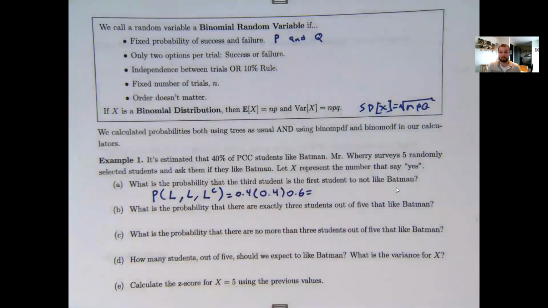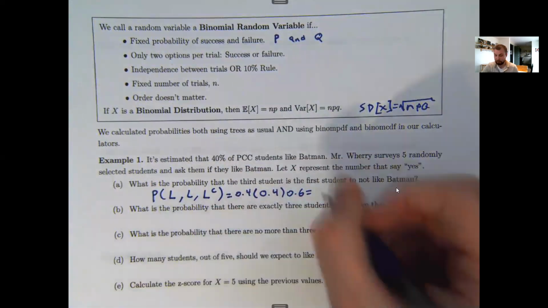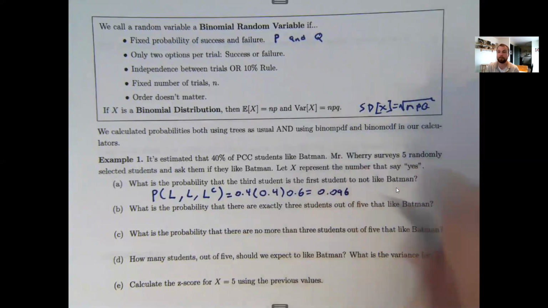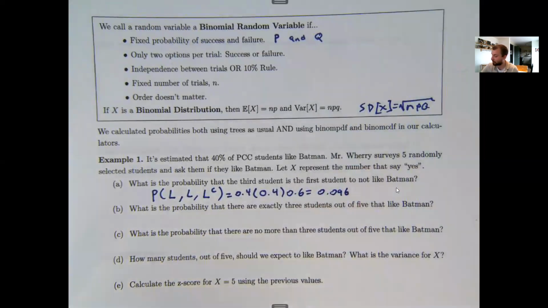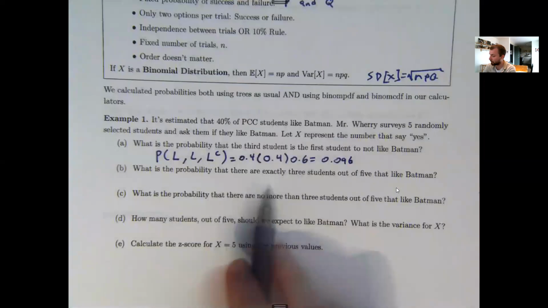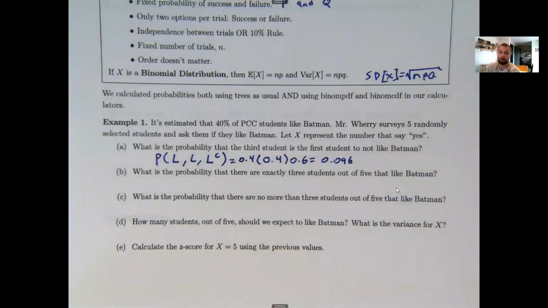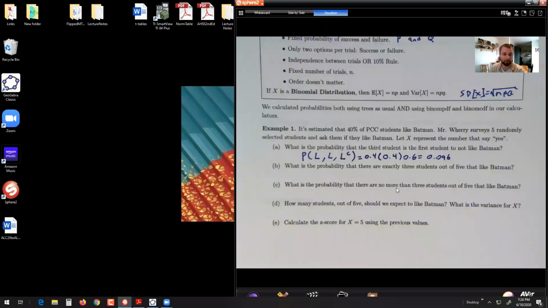I'm going to figure out what this is in my calculator just so I have that number, but the process is the more important part. If order does matter, I do have techniques for dealing with that: trees and multiplication rules. Binomials in particular are more for situations where I'm looking at exactly 3 people liking Batman, and I don't care if they're the first 3 or the last 3 or any combination. So I'm going to go to GeoGebra.